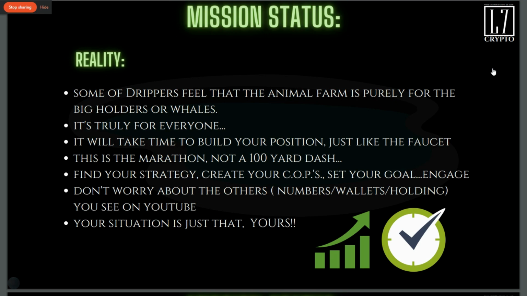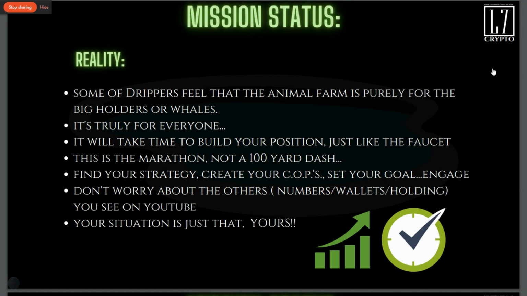Just like in the faucet. Nobody went into the faucet with 27,000 coins. Nobody. Everybody grew it from whatever they grew it from, 10,000 tokens, drip coins, or from 10. That's just the way it is. It's a marathon and not a 100-yard dash.